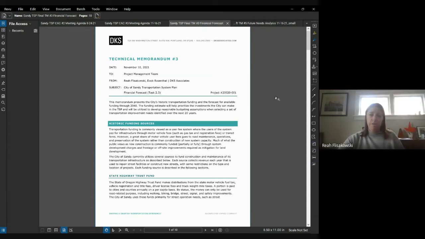So just a little bit of background. One of the important steps that we do when we're updating a city's transportation system plan is we need to know how much money we're going to be able to spend the next 20 years, which is the horizon year of the plan. So for Sandy, we've gone back and looked at the historic funding sources that have been helping pay for any sort of transportation system improvement over the last 10 years. Mike's been really helpful with those. But then we also have to look at what the money's been spent on as well. So it's both revenue and spending to see what's left.